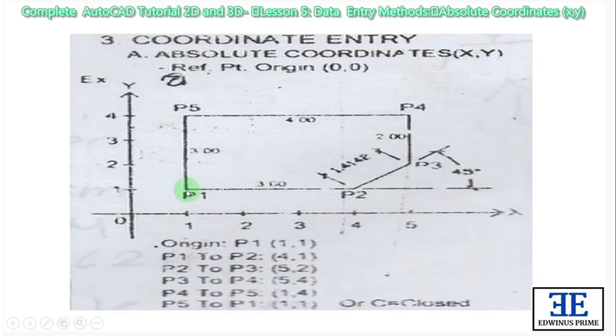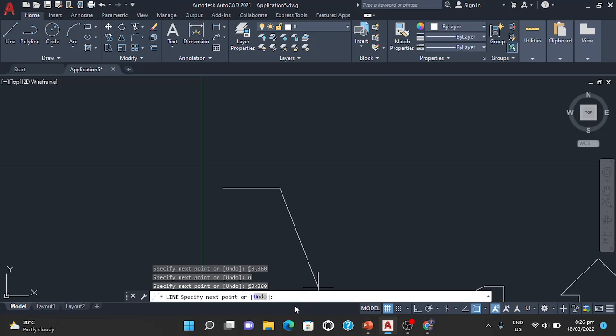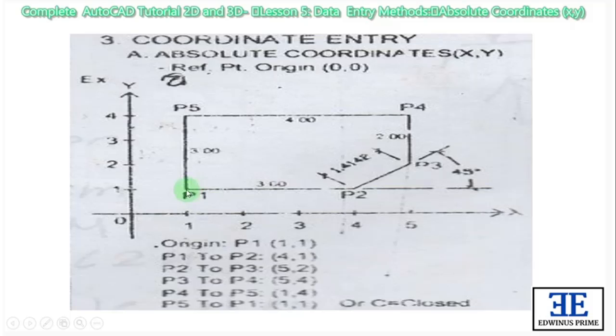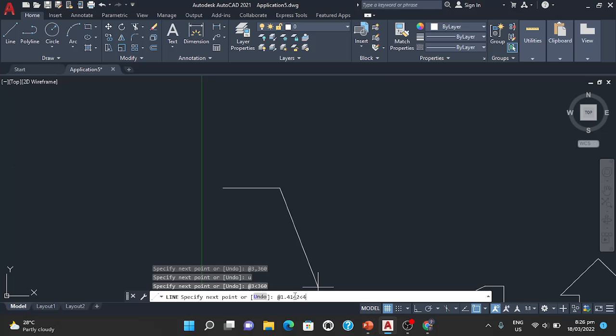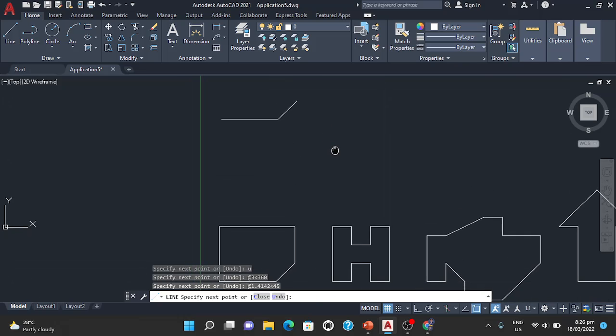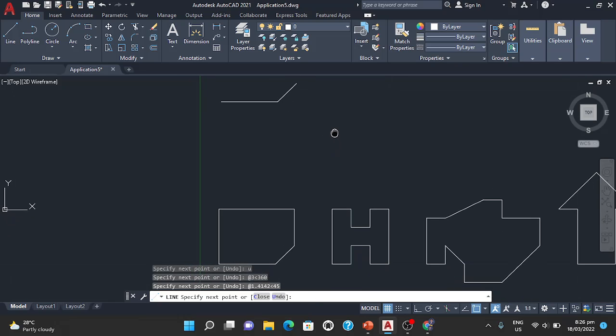Now, from point 2 to point 3, we have here a length of 1.4142 with an angle of 45 degrees. So let's type it at 1.4142 and we have here angle 45. Okay, so based on this line, it is the same.